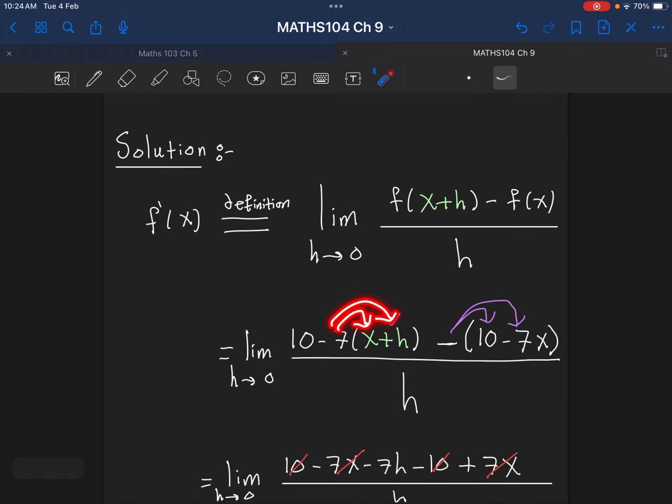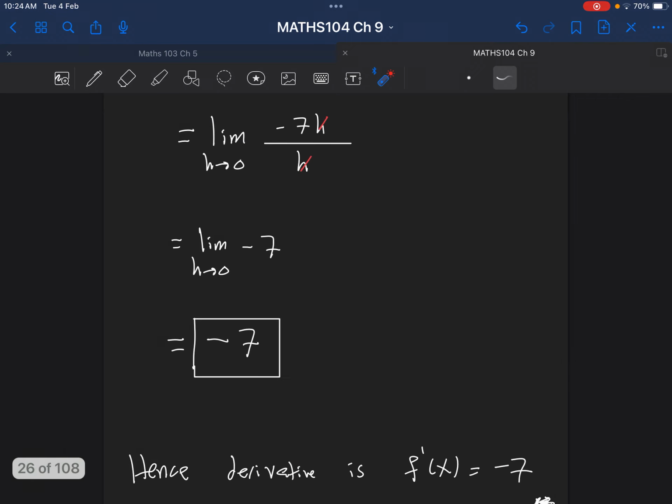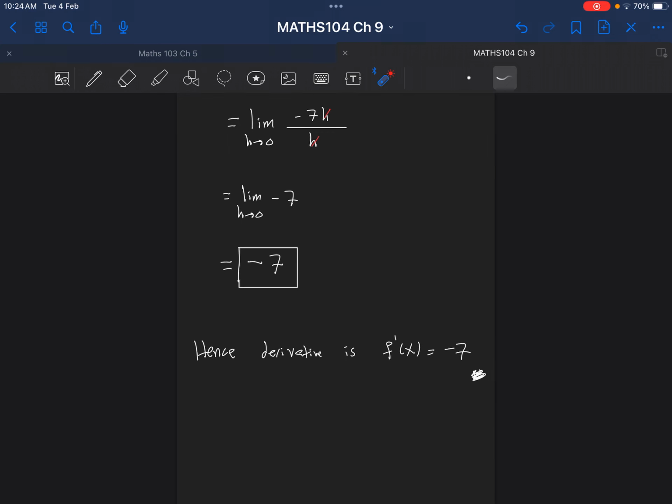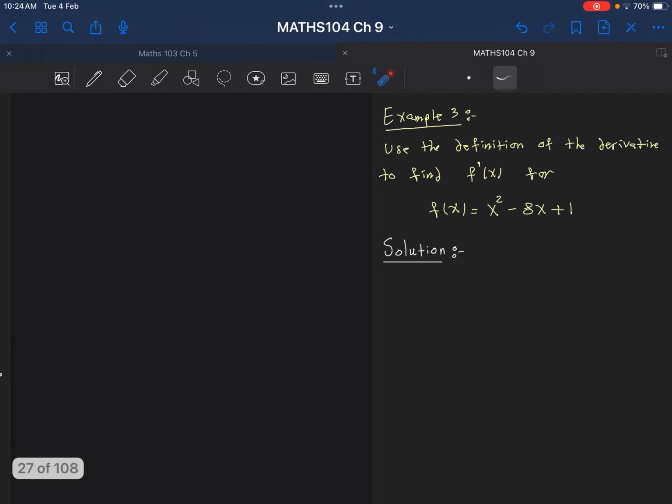What I did later, I took the negative 7 inside, I distributed the negative, and I reached this long expression. Lucky for us, 10 cancels with 10, negative 7x plus 7x, so I remained with negative 7h over h, and h with h would get cancelled. I get the limit of negative 7, and the answer is just negative 7. So the derivative is negative 7. That's how we find the derivative using the definition. So every time we ask you to find the derivative using definition, what we mean actually is exactly the limit.